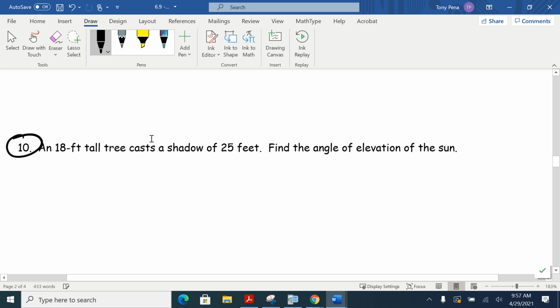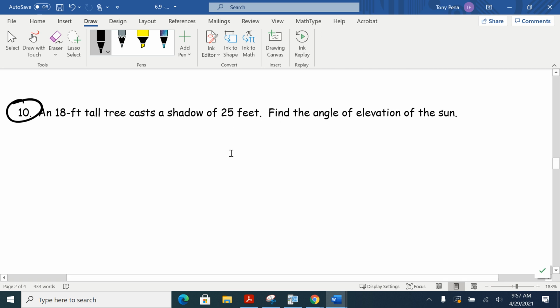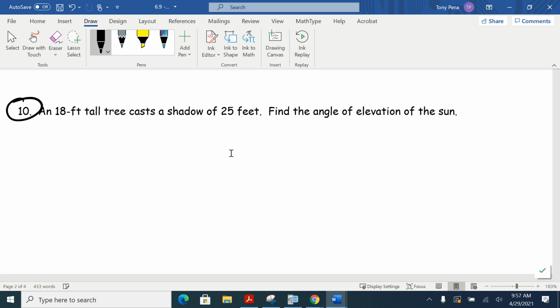So first, see if you can draw that. See if we can process what that picture looks like. Have a vision in your head. See if you can do that. Beautiful tree.